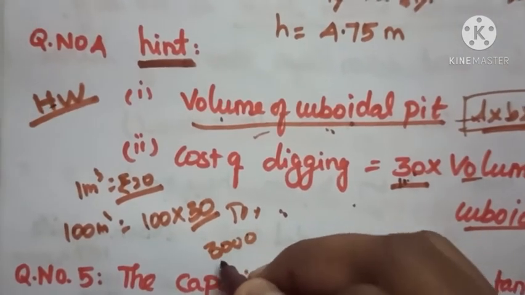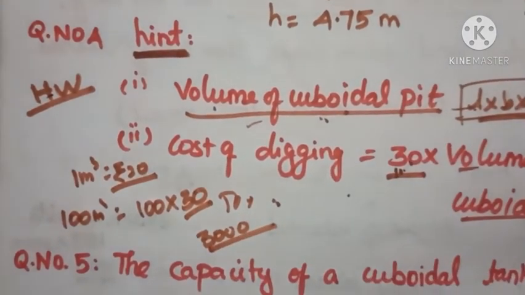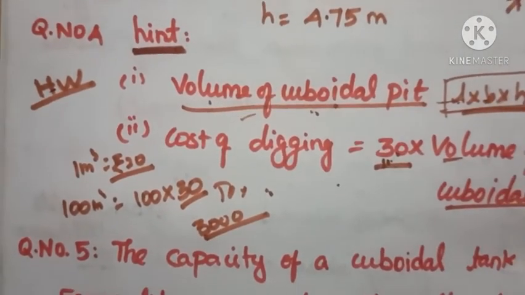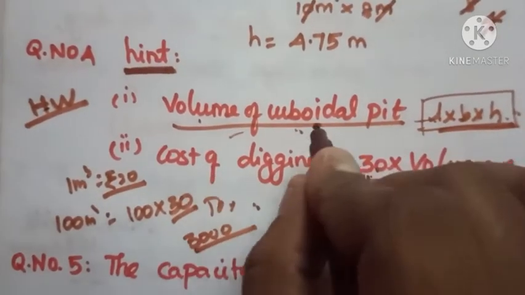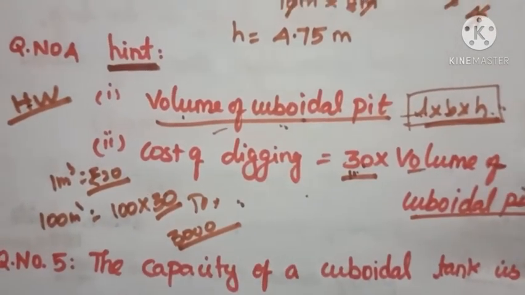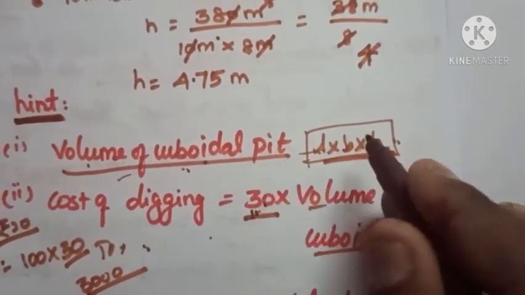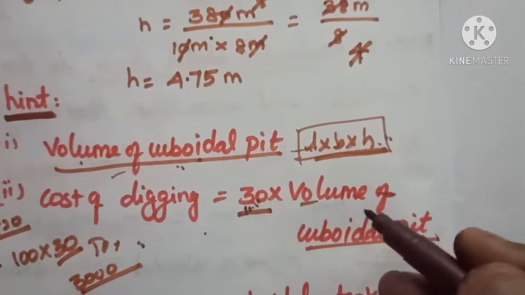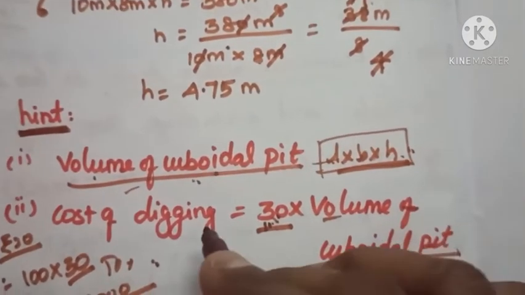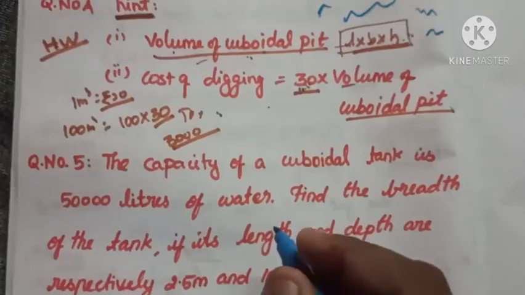So for example, 3000 rupees you need to pay to the labor to dig the ground to make a cuboidal pit. Okay, so by using the given values you must find the volume of a cuboidal pit and multiply with 30, you get the total cost of the digging. Okay, so question number 5.